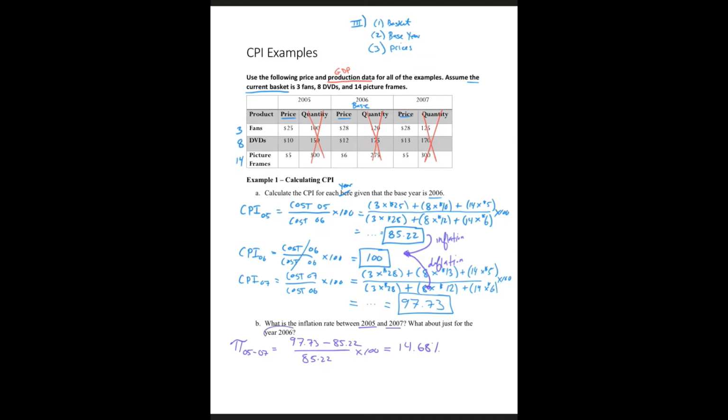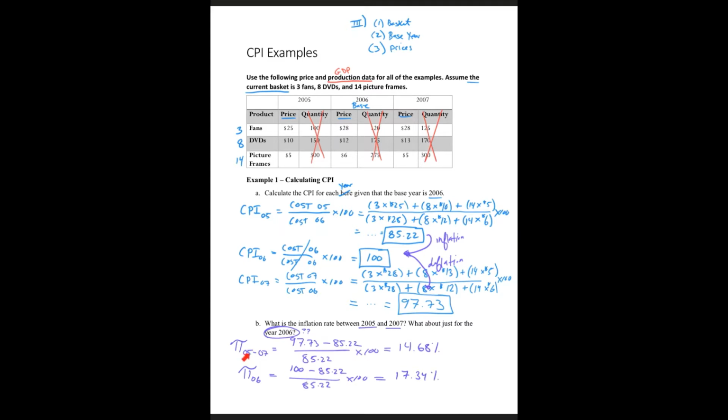Now, what about just in the year 2006? Well, if I want the inflation rate for just a single year, I have to look at that year minus the previous year. So this would be 100 minus 85.22 divided by 85.22, and we multiply that by 100. We throw that in the calculator and we get approximately 17.34%. So notice the difference between these two.